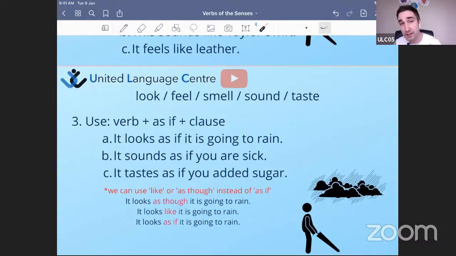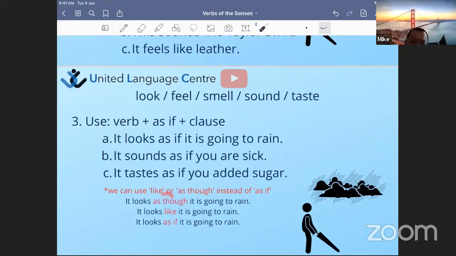It tastes as if you added sugar. So maybe I say, hey, I don't want to eat sugar. And then someone says, oh, no, there's no sugar. Try this. And I say, hey, it tastes as if you added sugar, right? Now, why do we say this? I would not usually say this.